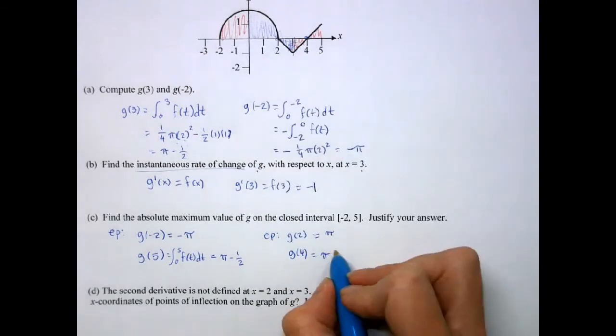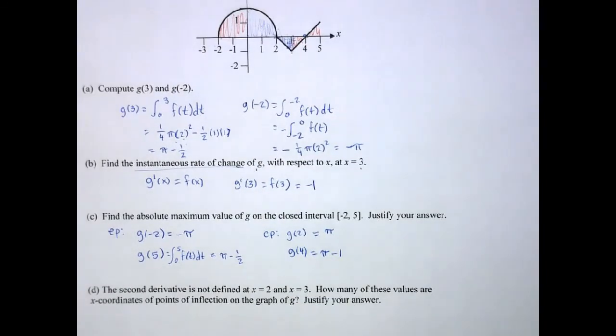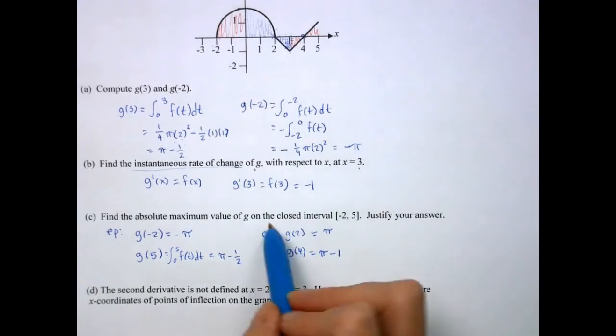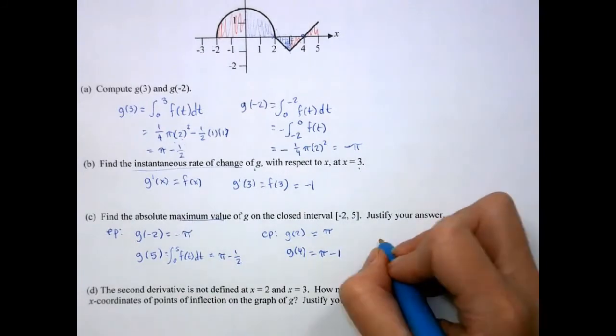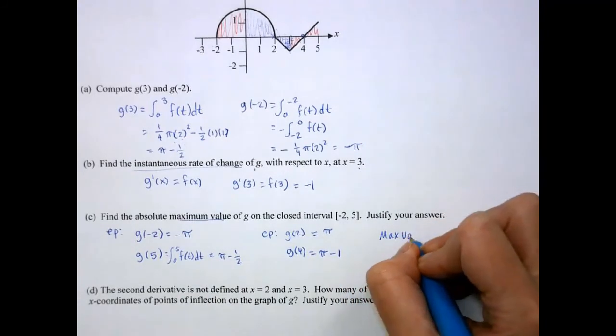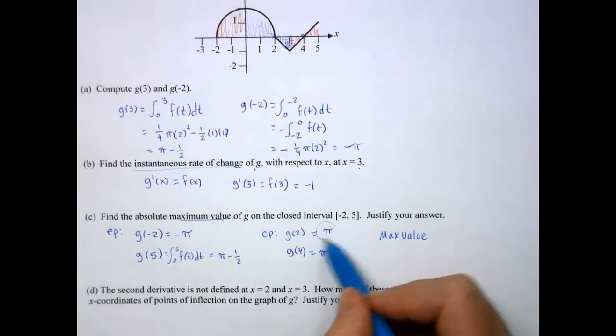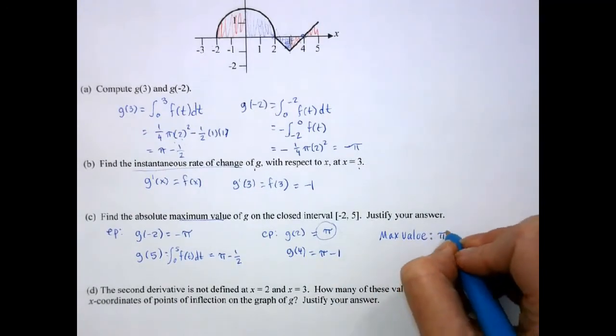Okay, so where is our max? Find the maximum value. The maximum value of all of these is pi. The justification again is that we've taken out our candidates.